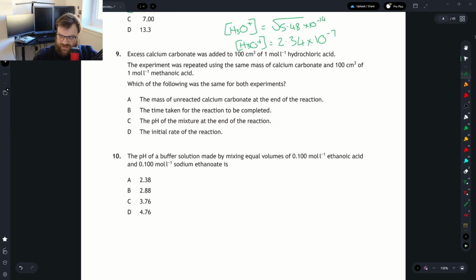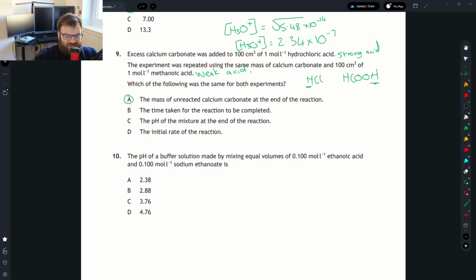This one, we're repeating an experiment, but we're using a strong acid first, and then we're using a weak acid second. Both of the acids have the same concentration and the same volume, and they are both what's called monoprotic, which means they have one proton that they can donate to the base. They will react with the same number of moles of the calcium carbonate. So we will get the same mass unreacted at the end.